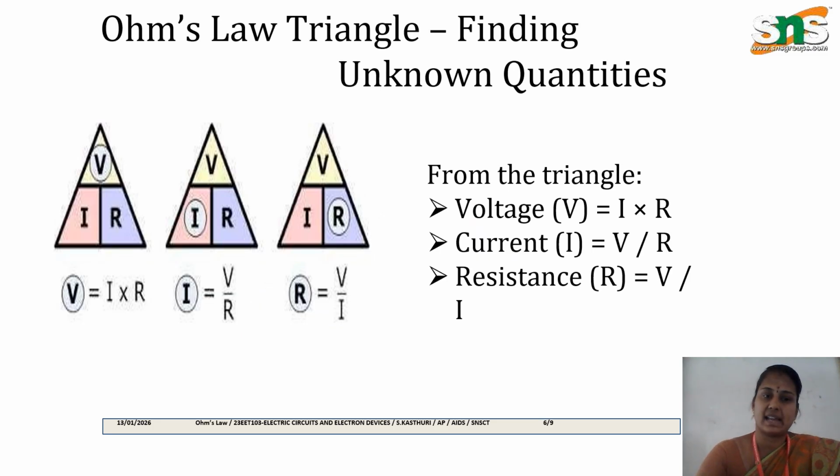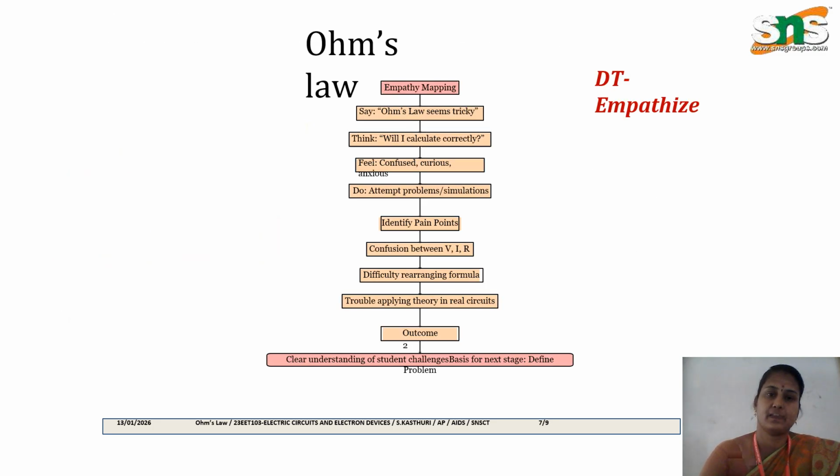So, Ohm's law triangle, finding unknown quantities. The triangle is a visual memory tool: cover the unknown quantity, then use the remaining values to calculate. Formulas: V = IR, I = V/R, and likewise for R. So, real-time example: if a device works at 5 volt and draws 0.5 ampere, resistance equals 10 ohm. So this helps engineers select the correct resistors.